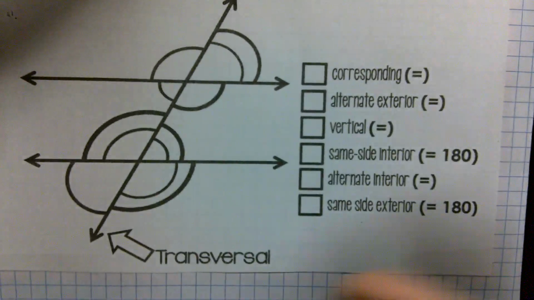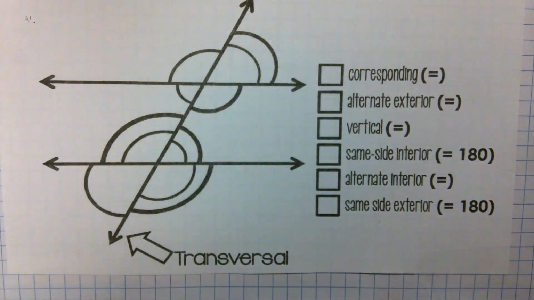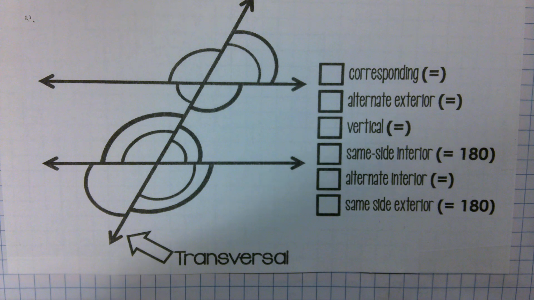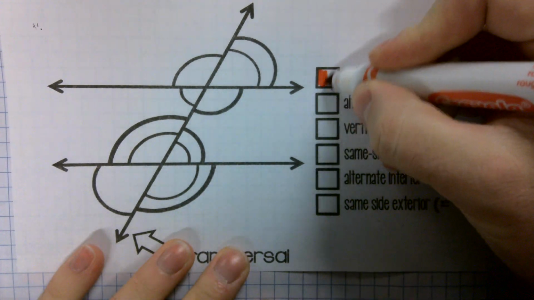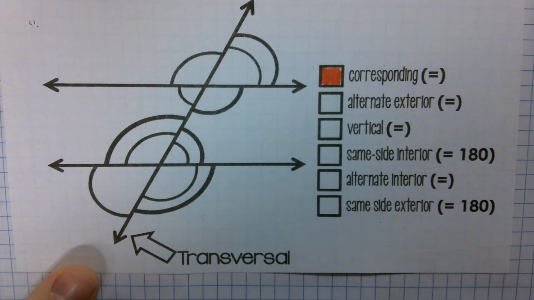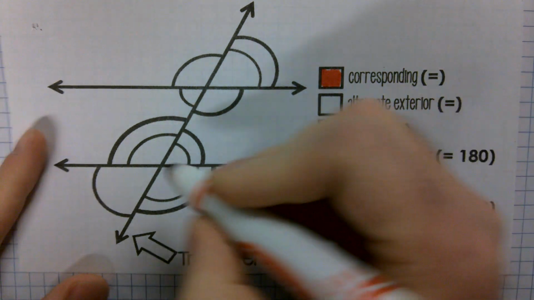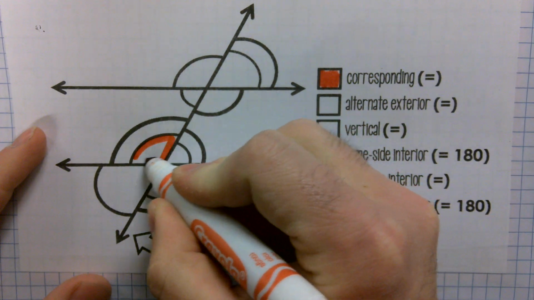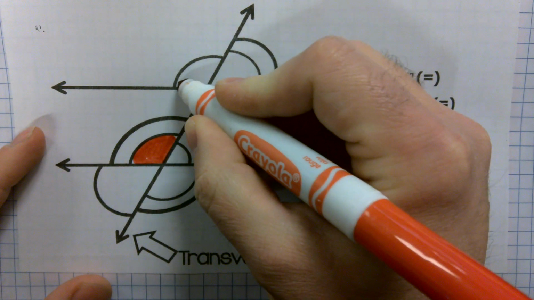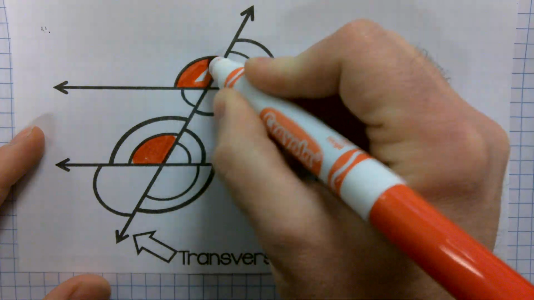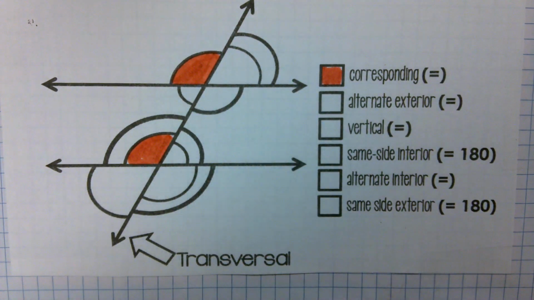We're going to look at corresponding angles. So in red, I'm just going to go down the line. I'm going to color in my corresponding box in red. And my two corresponding angles are right here and right there.